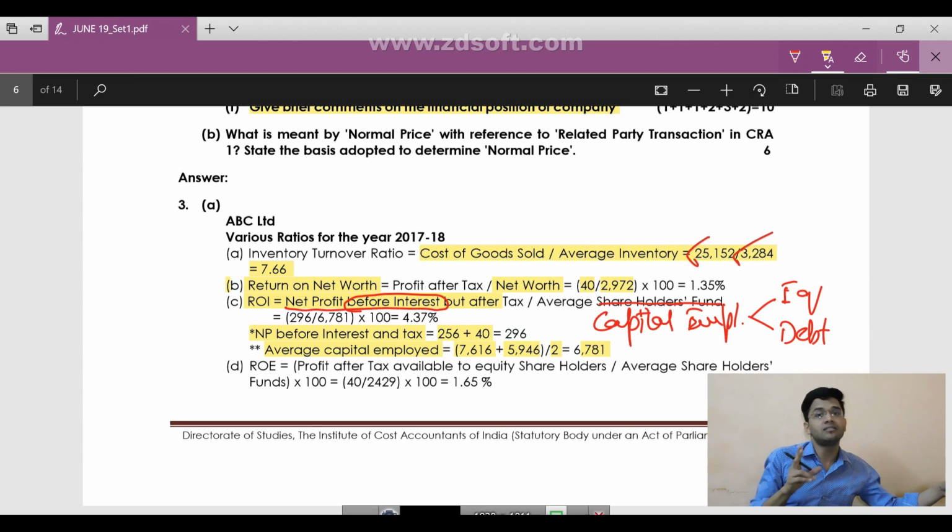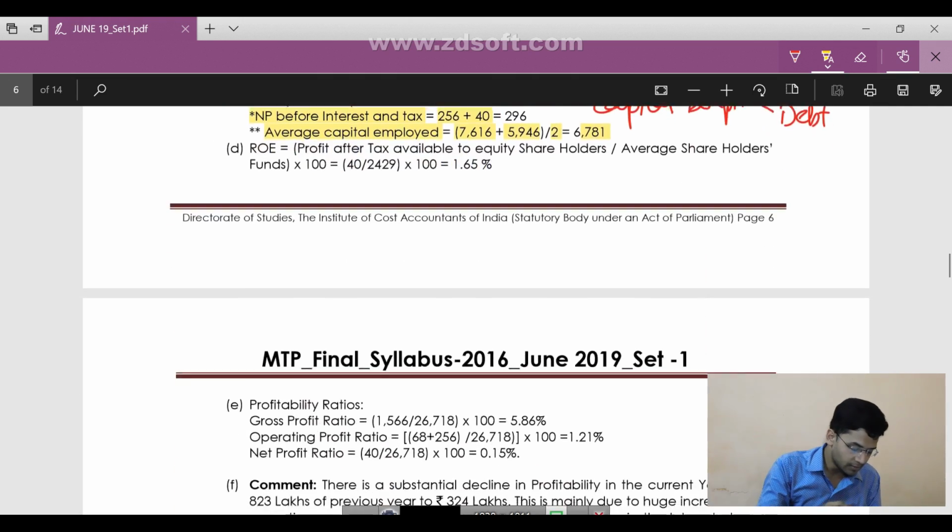Return on net worth is return only and only on equity share capital, and accordingly the numerator will change. In return on net worth, the numerator will be targeted to the equity shareholders. In return on investment, the numerator will be targeted to both equity and debt holders.